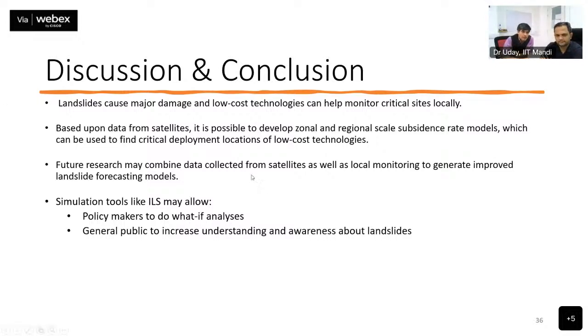Also, the idea is that in future, we would like to create these simulation tools, entertaining games, which school children can play, learn about and get educated about the risk, the causes, and the effects of slides. And it might help, of course, both policymakers and the general public get aware about it.